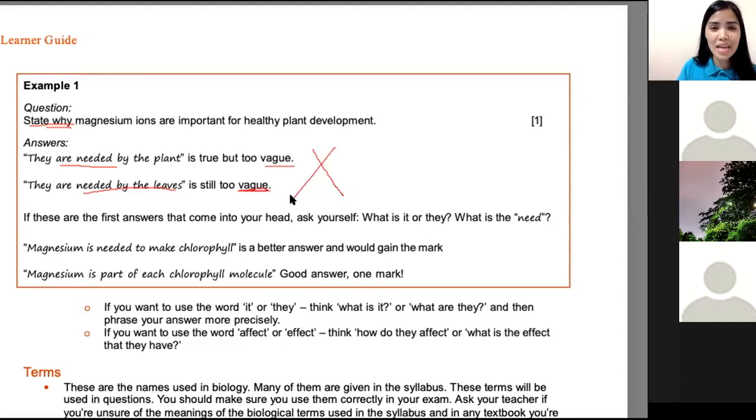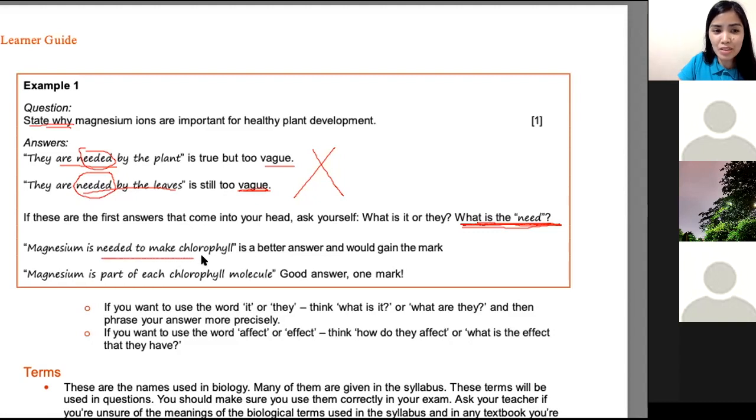The most common answer that most of you will write, if you are not familiar with the function of magnesium, is for the plant to survive, right? For the survival of the plant. That is always the last answer you would probably write. But again, vague, general answers will not be given a mark. No points for that.